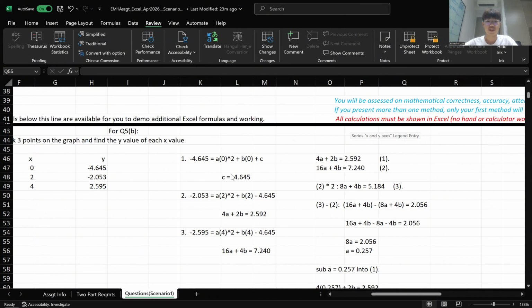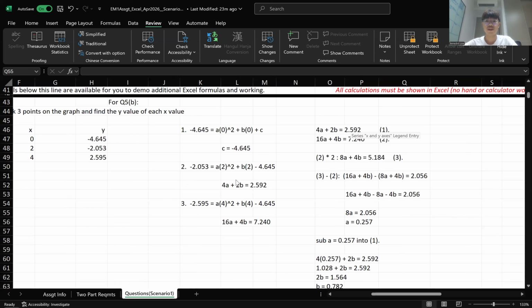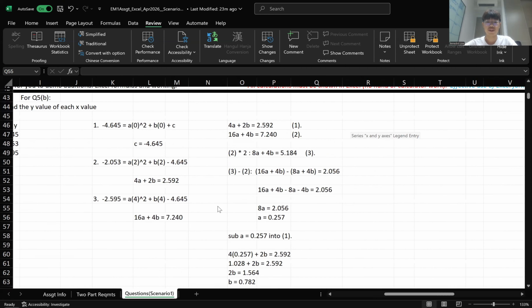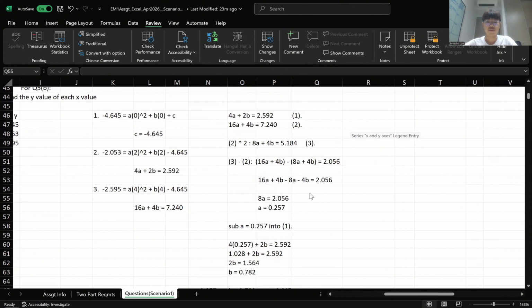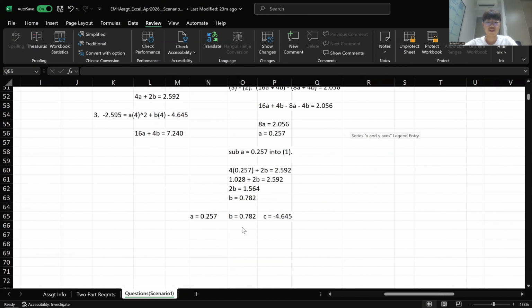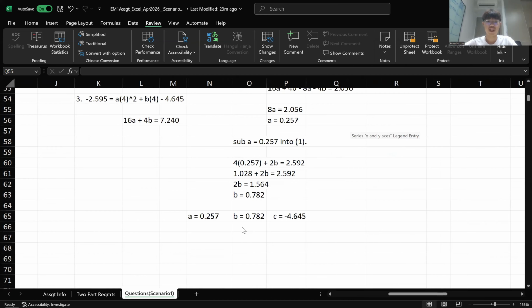Using the first point, I found that c was equal to -4.645. Then I used the other 2 points to form simultaneous equations, and I used them to solve for a and for b, which leaves my final answer as a equals 0.257, b equals 0.782, and c equals -4.645.